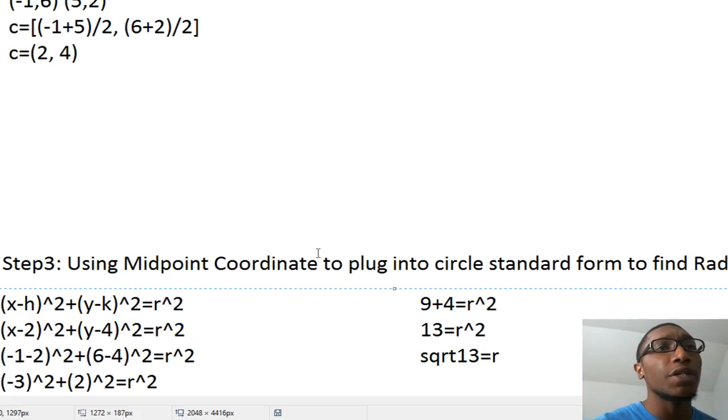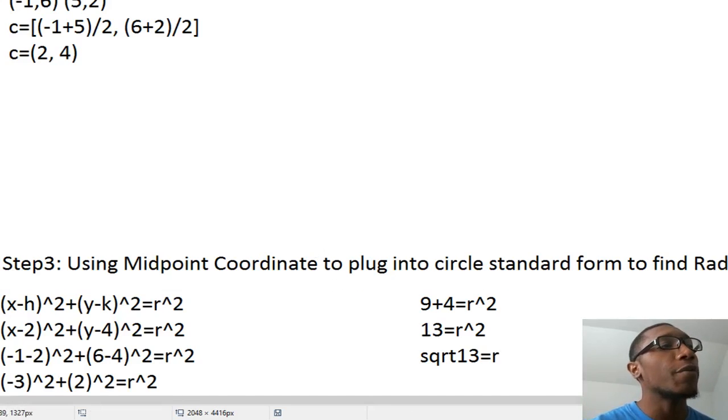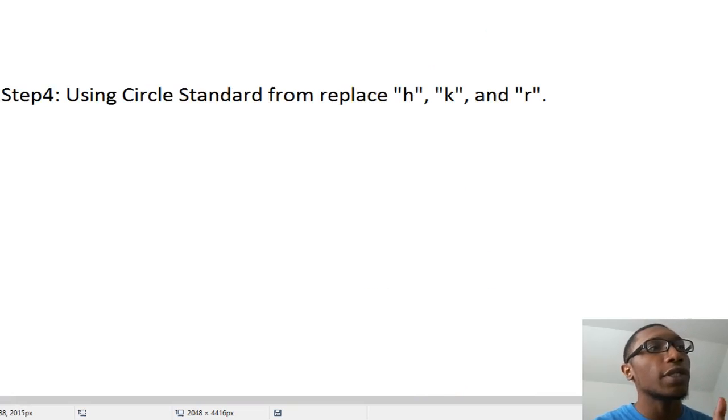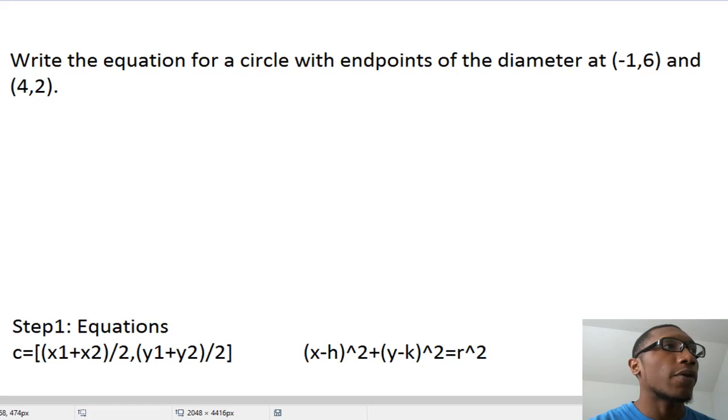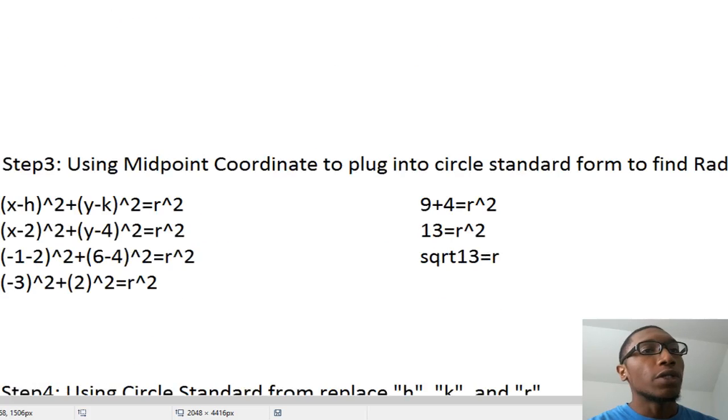So now the last thing you're going to do, now that you've found your radius, now that you've found your midpoint, last thing you want to do is use the circle standard form to replace h, k, and r. So if we scroll back up real quick, the question is asking you, and questions like these will ask you, to write an equation for a circle with endpoints of the diameter -1, 6, and 4, 2. So if we get to here and we find what our radius is, that's not the answer. If we get to here and say, okay, well, we can plug in our midpoint here, and we could have x minus 2 squared plus y minus 4 squared equals r squared. That's not the answer either, because that r has to be an actual value.